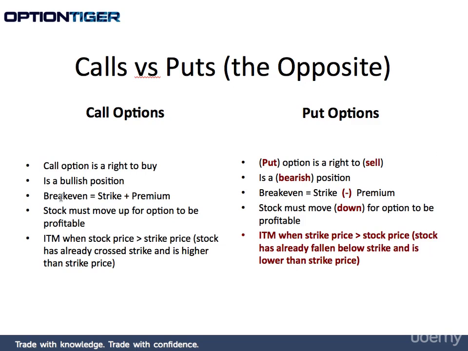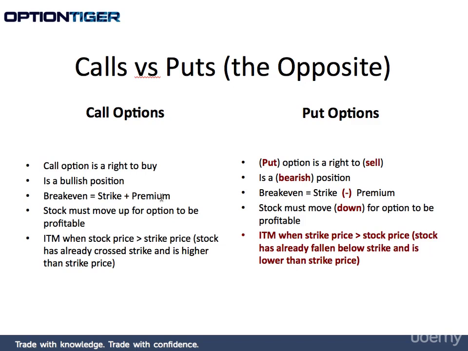In the case of the call options, our break-even price was the strike price plus the premium. Because it's a bullish position, the stock had to move up to our strike price, and plus we had to add the premium there. Only then have we broken even, and after that it's all profit.